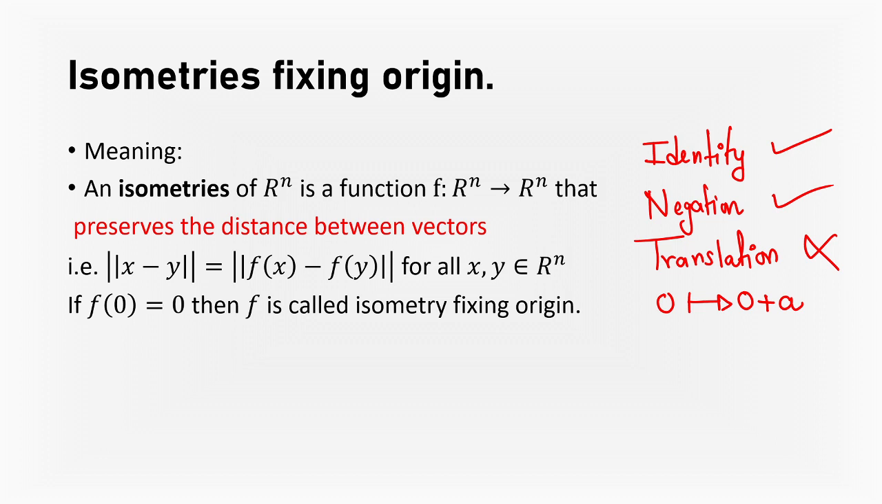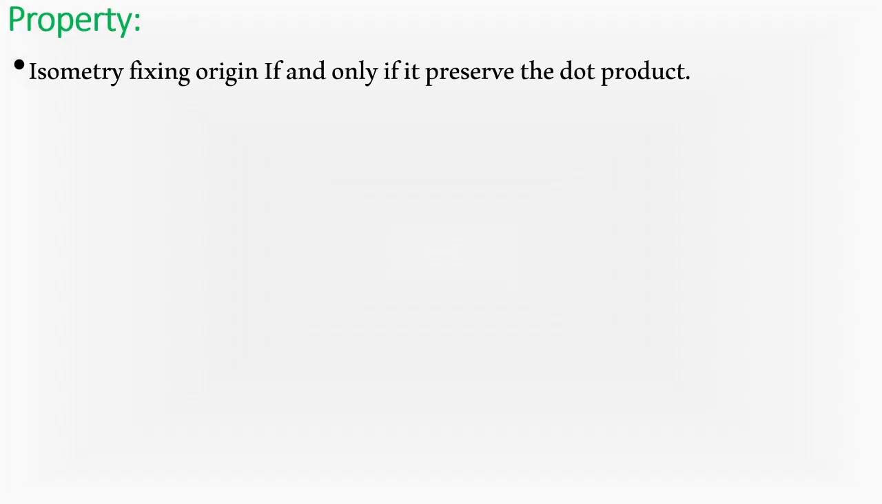Now a question might arise: why do we need it? Why are we so curious about studying the isometry which is fixing origin? Because later on we will find out that any isometry relates to some isometry which is fixing origin and somewhere a translation also. So for now, let us study one theorem, or I will say a property of isometry. The property is: if an isometry is fixing origin, then that isometry will preserve the dot product as well.